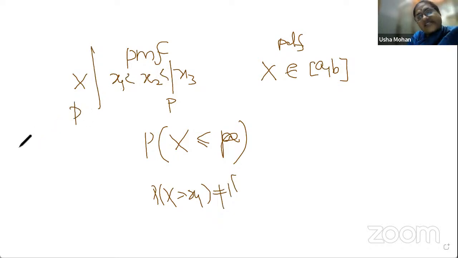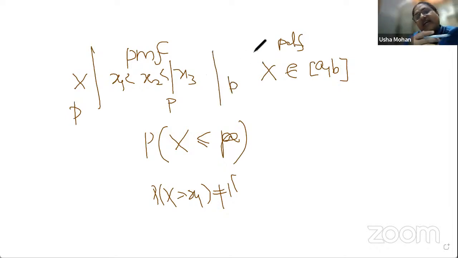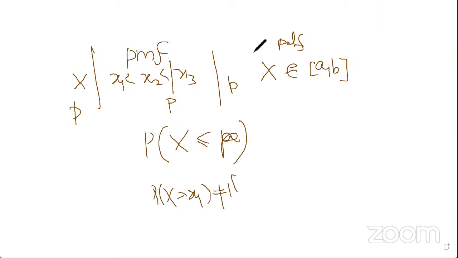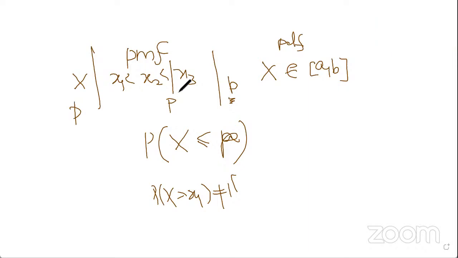If p is here, less than x1, what would be the probability x is less than or equal to p? It would be 0. Now, suppose p is here, greater than x3, what would be the probability x is less than or equal to p? It will be 1, right? Is it clear?